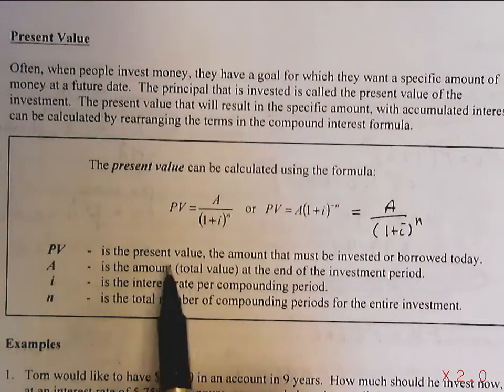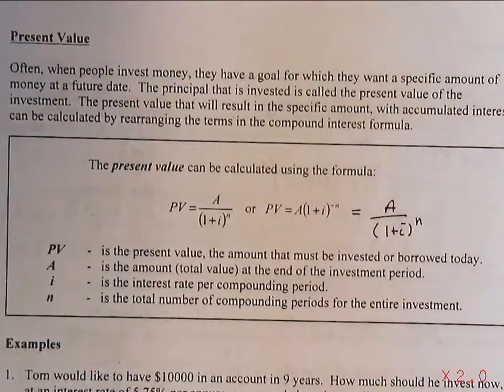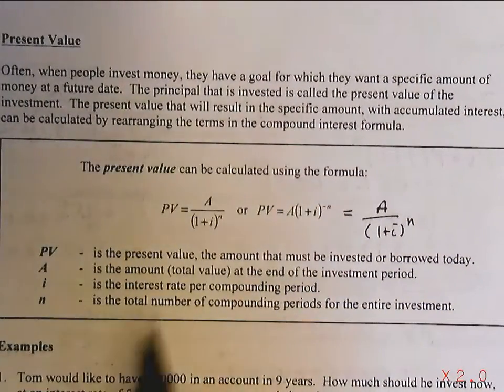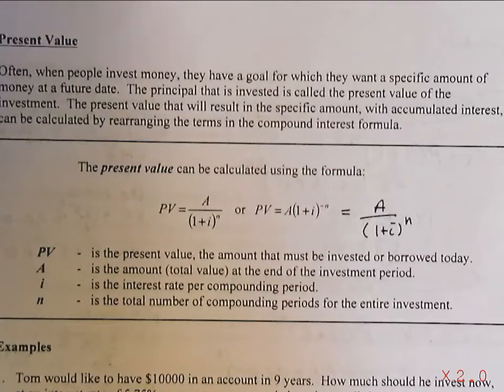So PV is the present value, the value that must be invested or borrowed today. A is the amount that you want to have at the end of the investment. i is the interest rate per compounding period, the effective interest rate. And n is the total number of compounding periods.